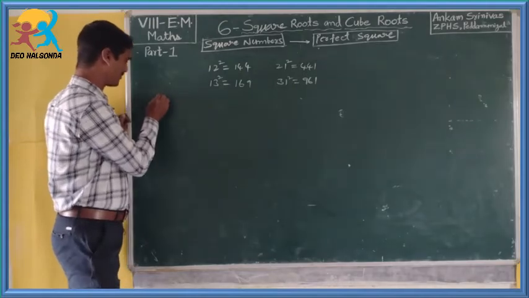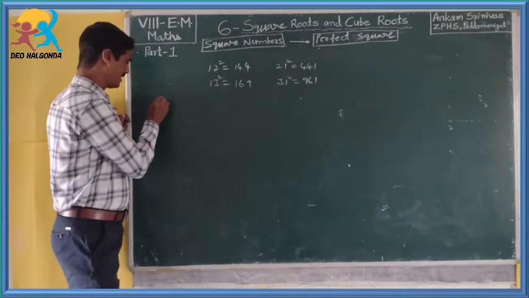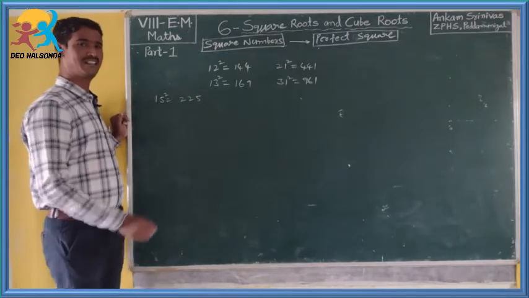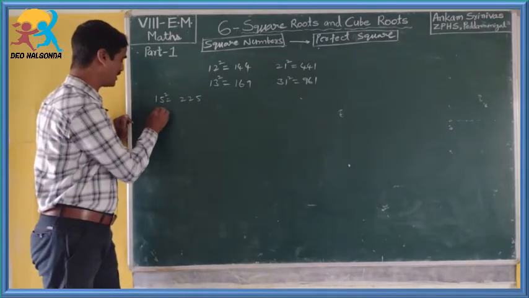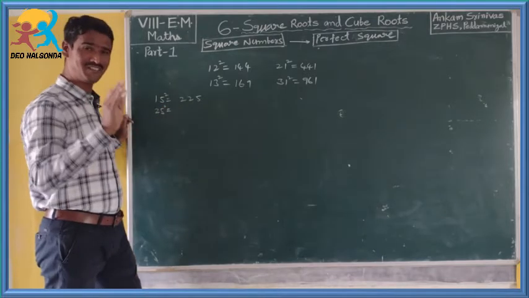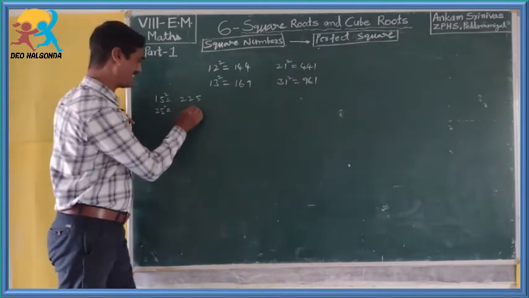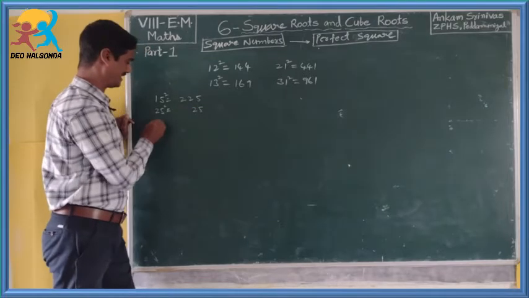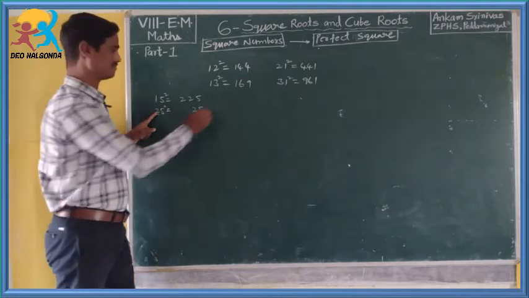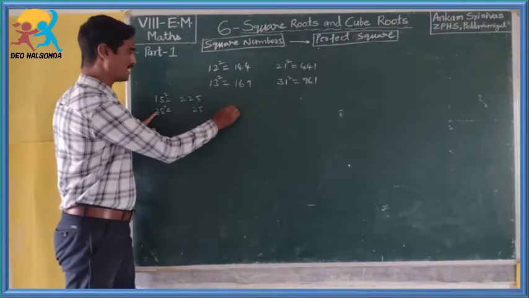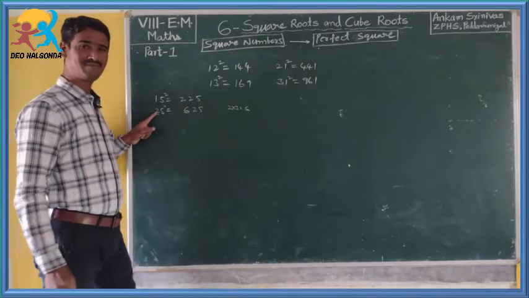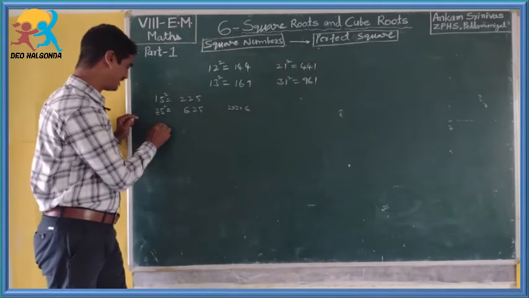Let's see. 15 square, we know that is 225. And here 25 square. How can 25 square be written? Very easy. Here 25: 2 plus 1, 2 3s are 6, 625. Another number, 35.